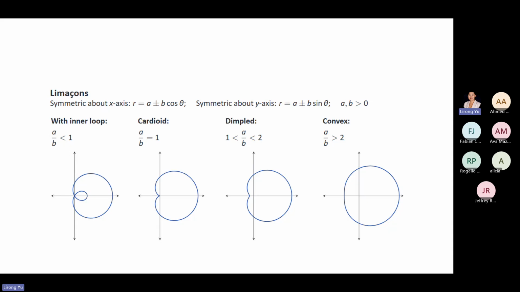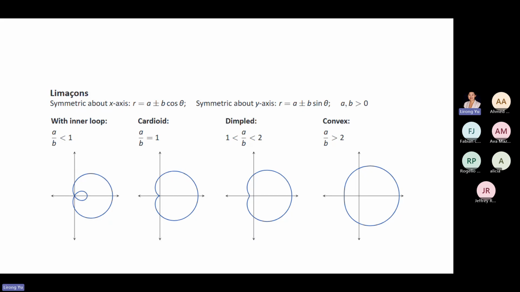Now, if A and B are equal, like 2 plus 2 cosine theta, you're going to see a heart shape, which is called a cardioid. Then a third example is when A is bigger than B. So this one is bigger. Remember, r equal to A represents a circle with the origin being the center. Then when A is bigger than B, this outer circle has a bigger impact. So you only see a little dimple at the side.